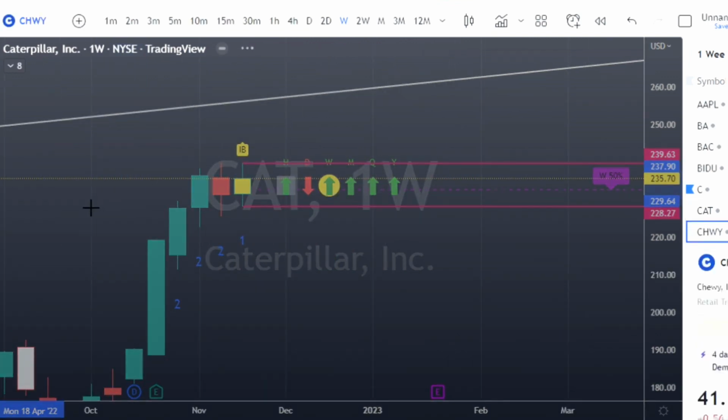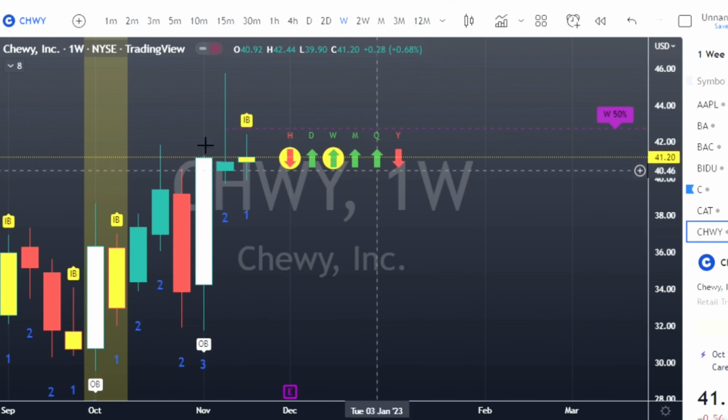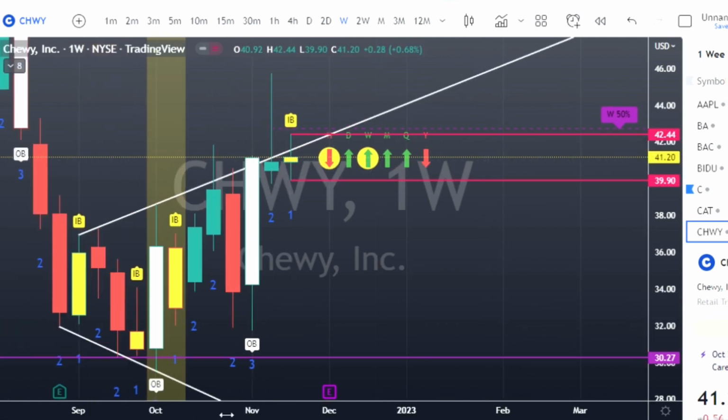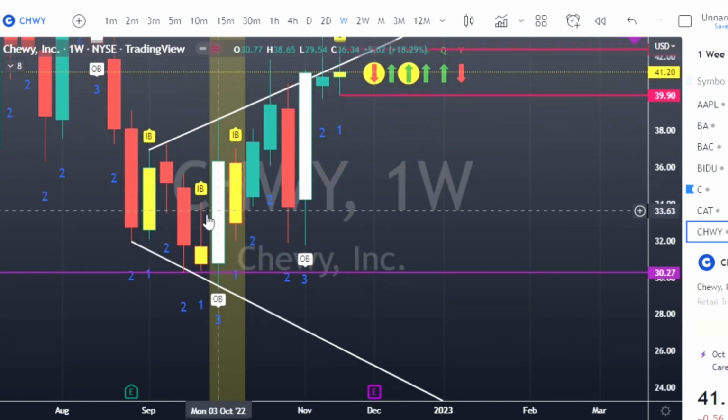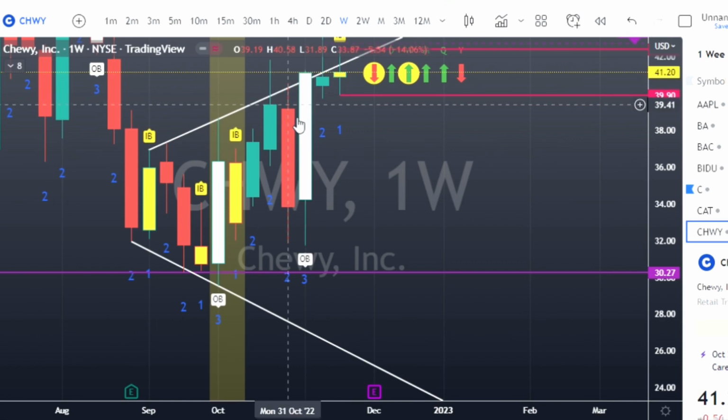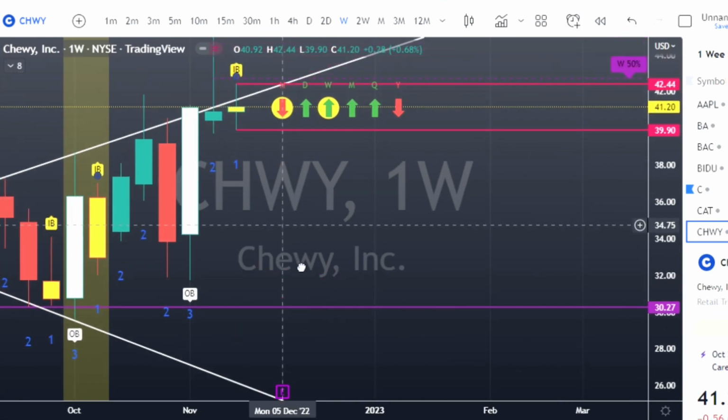We're moving on to Chewy. Chewy has a tight inside bar on the week, top of a broadening formation. And if we zoom out, you can see there it is. Lows to highs to lows to highs. We didn't come quite back down to the lows. We kind of trended along that support, if you want to call it that, on the broadening formation.